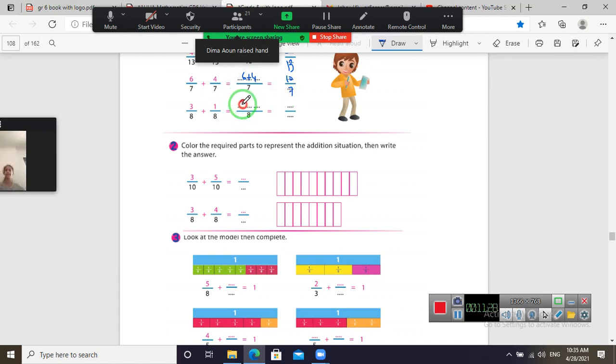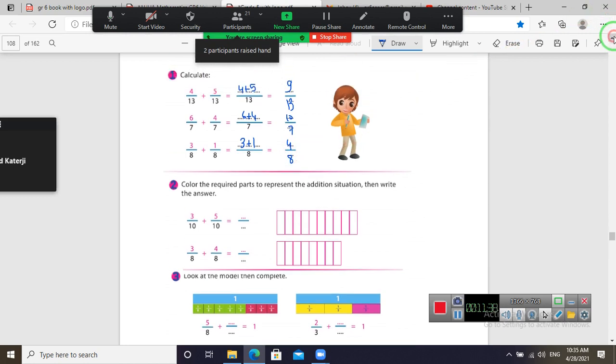3 plus 1 equals 4 over 8. I didn't solve the first one. Take permission before talking, Qatar. So now 3 plus 5 directly, it's 8 over 10. And here 7 over 8. You should color 8: 1, 2, 3, 4, 5, 6, 7, 8. And here 1, 3, 4, 5, 6, 7.